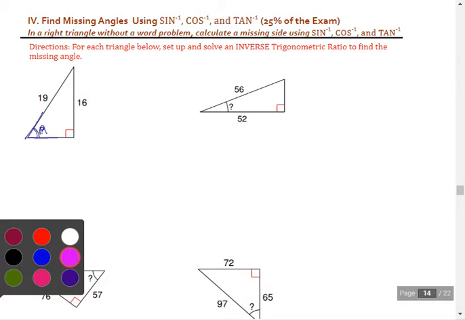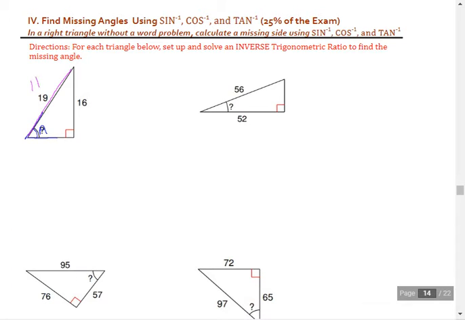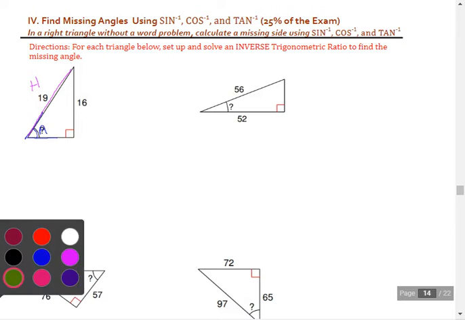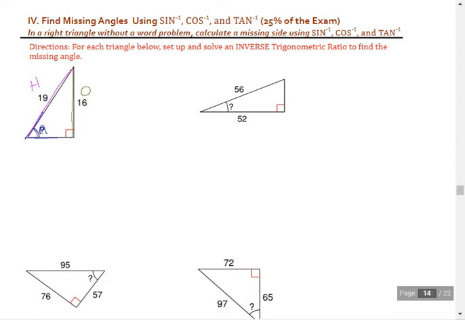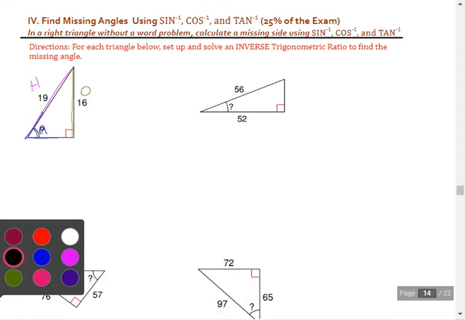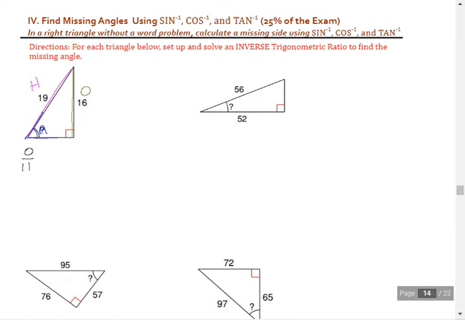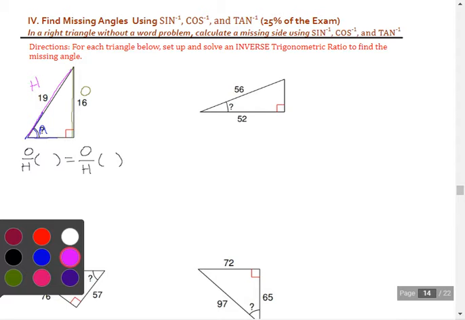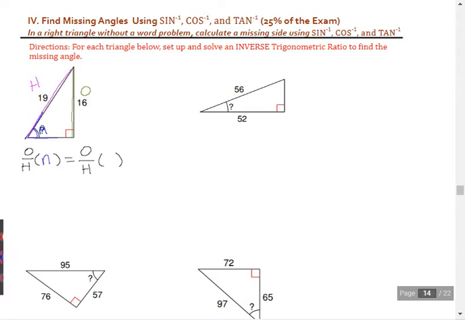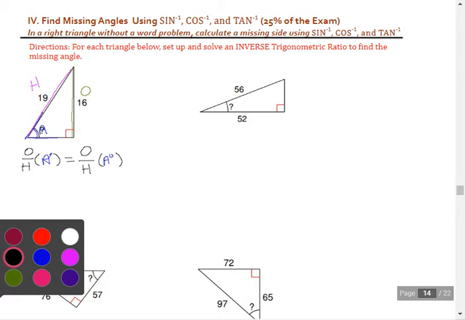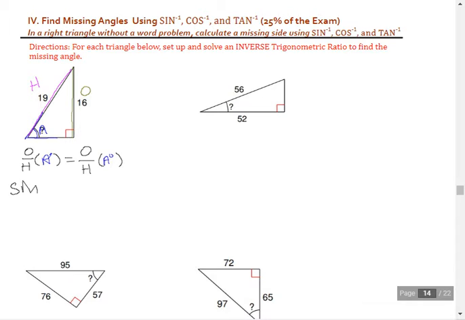Let's identify the pieces. So we have the 19, that's going to be our hypotenuse. And then we have the 16, that's going to be our opposite. So when setting up the ratios, we have O and we have H. And so we're going to compare the O over H ratio to another O over H ratio, because these ratios have to be the same by rule, because of course these triangles are going to be similar by their angles, by the right angle and the reference. O over H, SOHCAHTOA, that's going to be sine. So we have the sine.